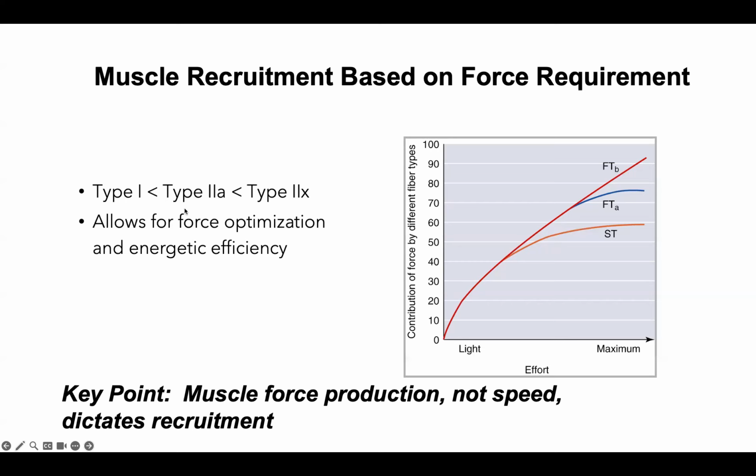That's going to allow for force optimization with energetic efficiency, because your type 1s, those are your endurance type fibers. They can keep going and going and going, right? But if you recruited your type 2X first, you might not be able to recruit them later on when needed. So the key point here is that our muscle force production, not speed of contraction, is going to dictate our recruitment.